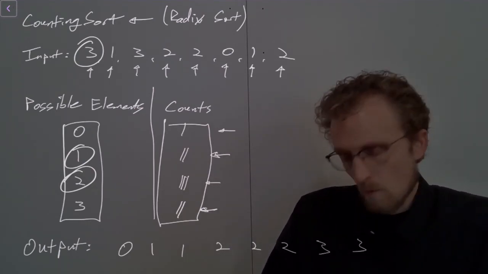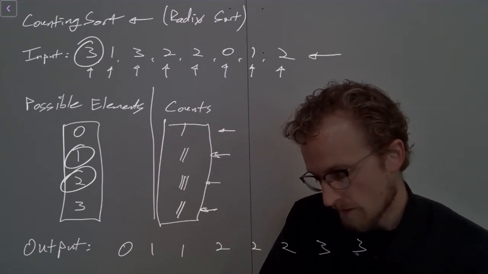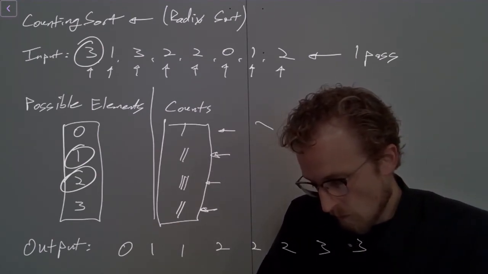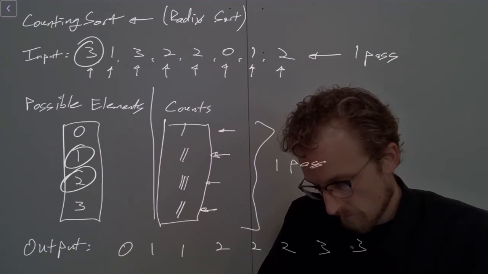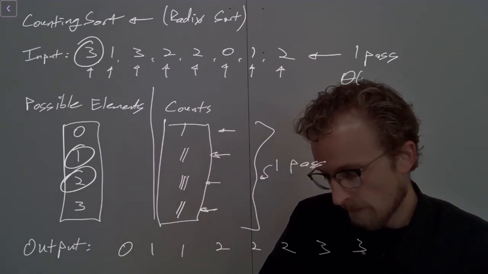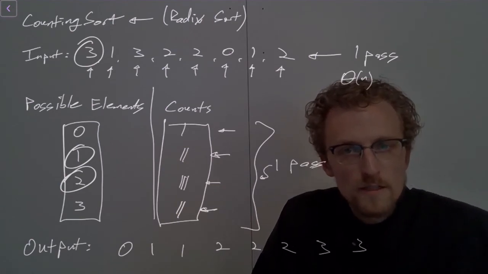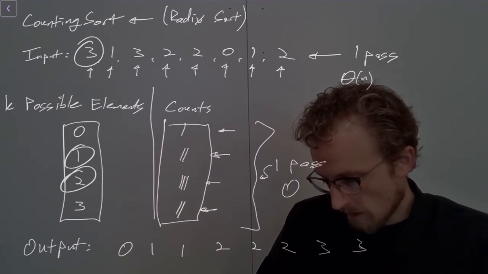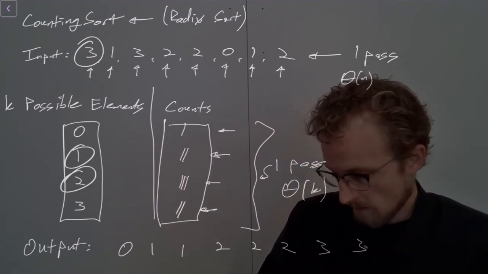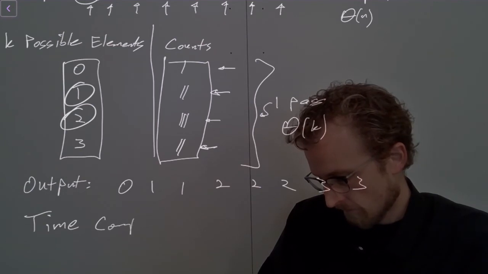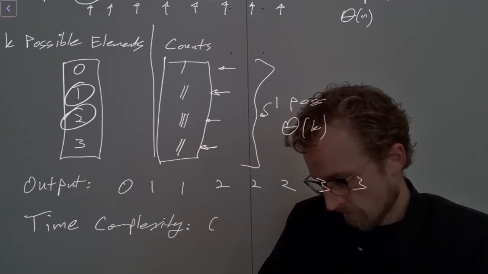Okay, super simple. So what does this take? Well, it takes one pass down this. One pass, right, one pass to build up our counts. And then it takes one pass here. Okay, so what's the time complexity of this algorithm? Well, this should be n. And let's just say, for instance, that there are k possible elements. So I'll just write k possible elements. So the one pass here will take k steps. So our overall complexity is n plus k. Big theta of n plus k.